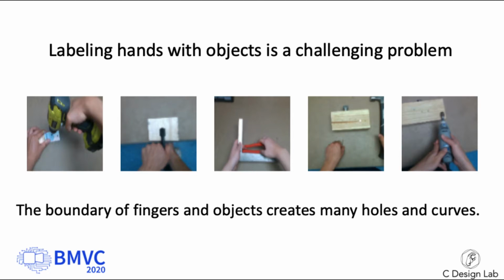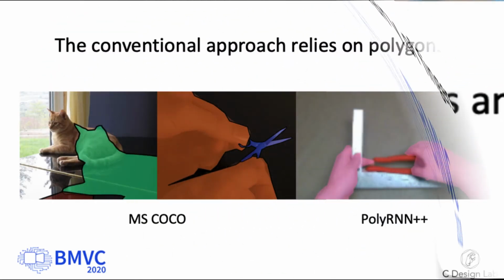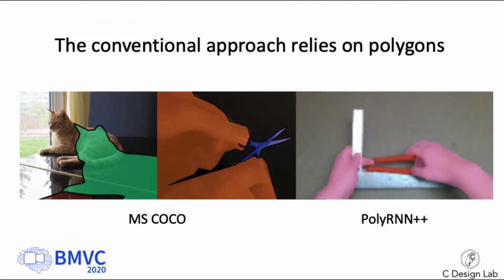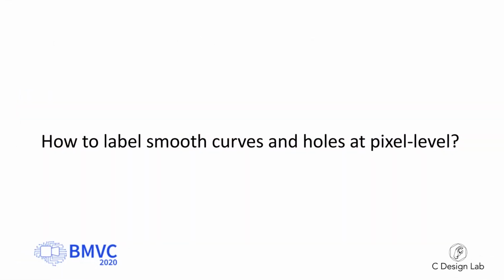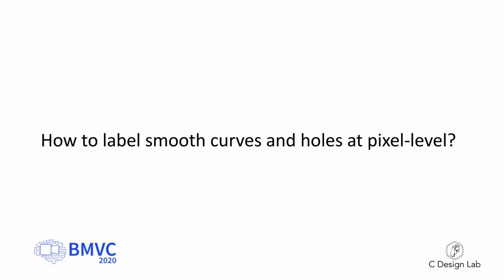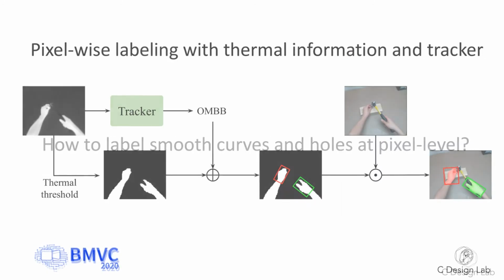The boundary of fingers and objects creates many holes and curves. Conventionally, creating pixel-wise segmentation is done by manually drawing polygons, such as Microsoft's Common Objects in Context, Amazon Turk Segmentation API, PolyRNN++, etc. The major drawback of this method is that polygons can't define smooth curves, not like our method. How to label smooth curves and holes at pixel level?